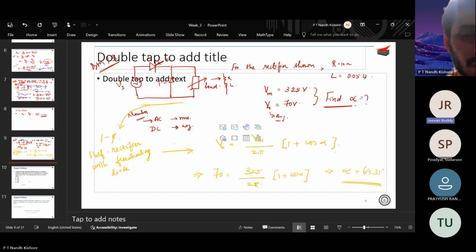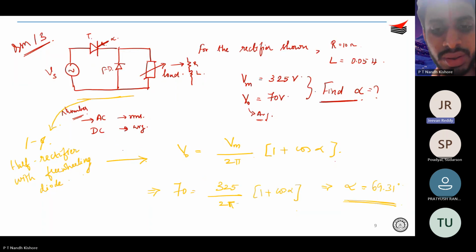Yes, sir, one doubt. Here, in place of VM, previously we used 320 voltage into root 2 times, right? But here we are using it directly. Correct. See, in this question, I have not written the entire English question.